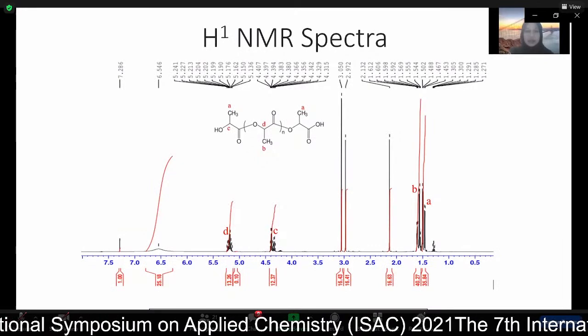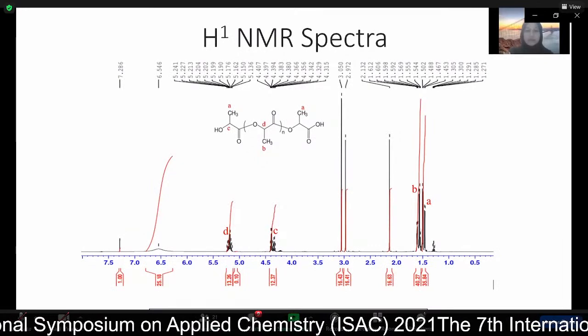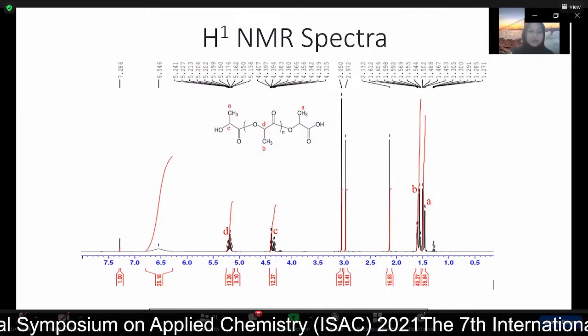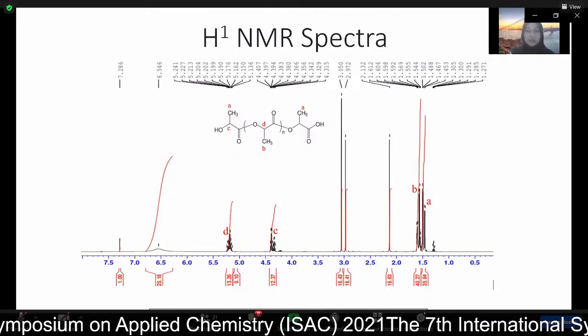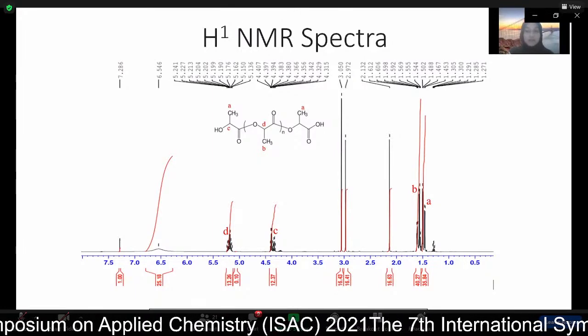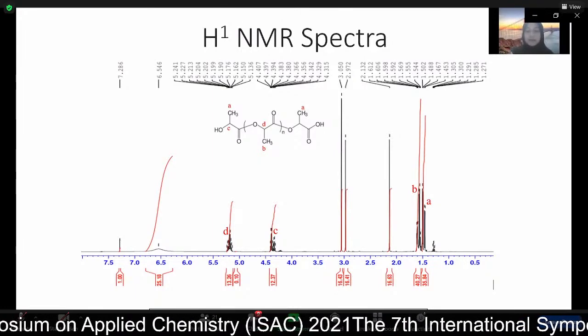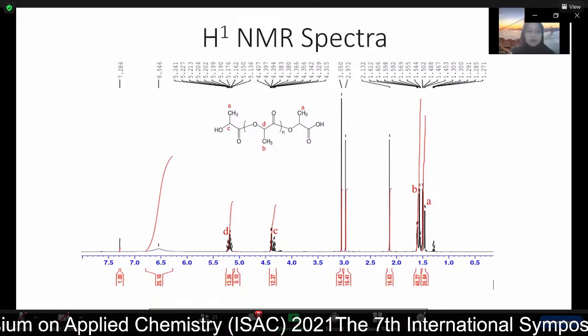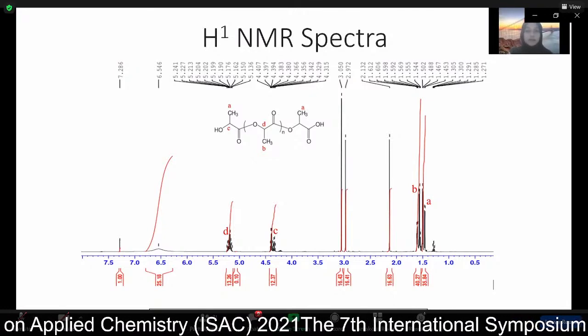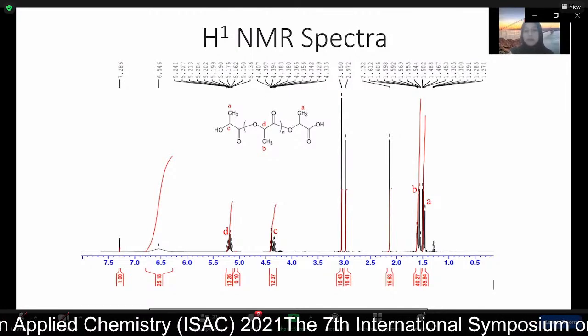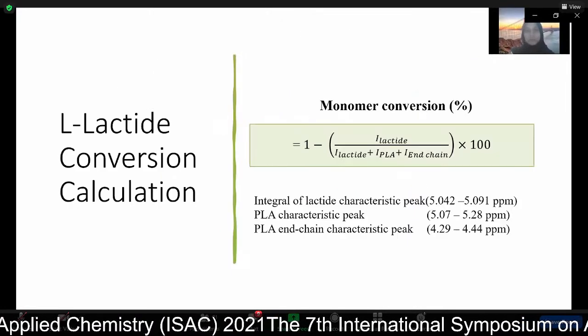PLA chain. And the last one, the chemical shifts at 2.13 ppm, 2.97 ppm, and 3.05 ppm are the peaks of the dimethylacetamide solvent. The chemical shifts that I mentioned before indicate that there is a presence of PLA.